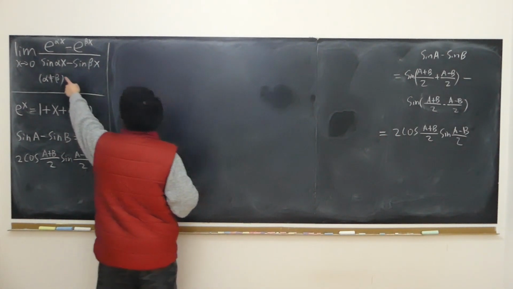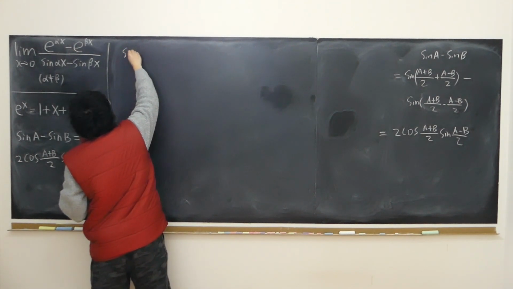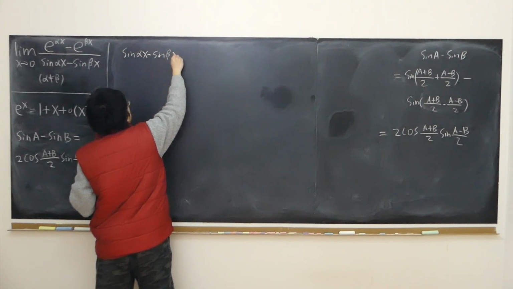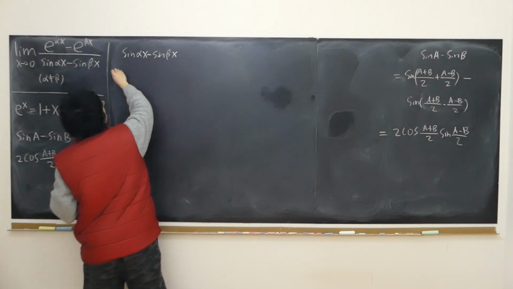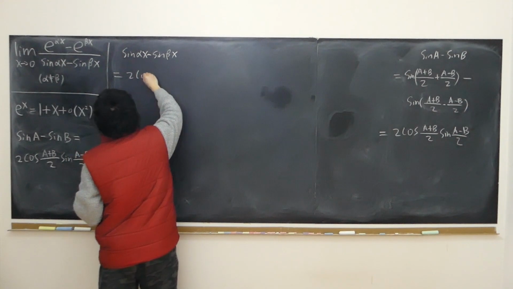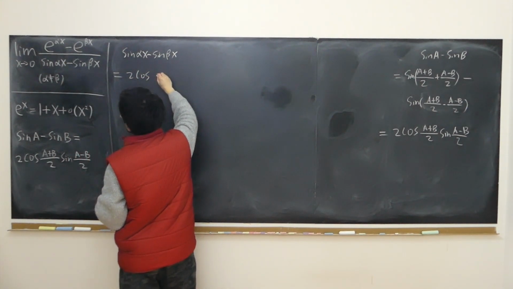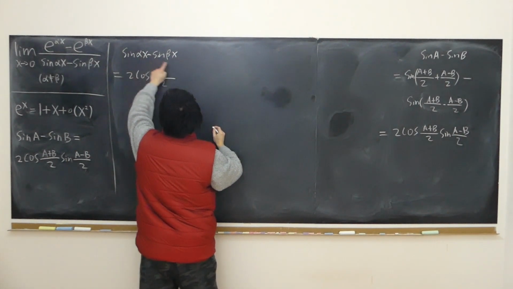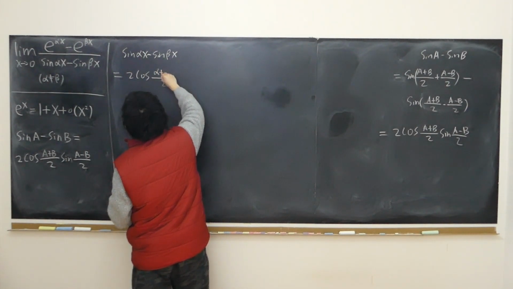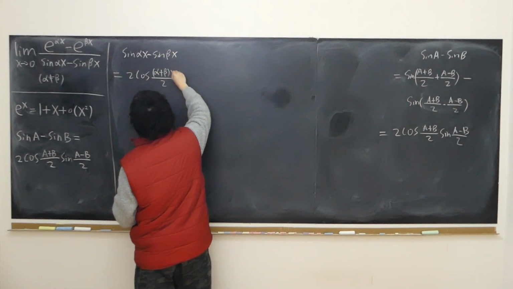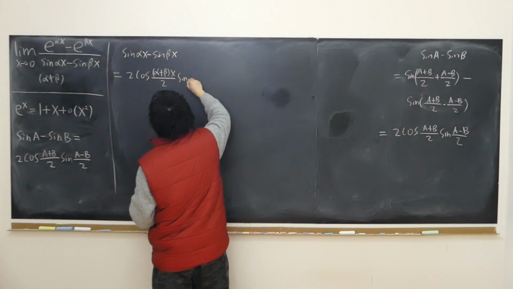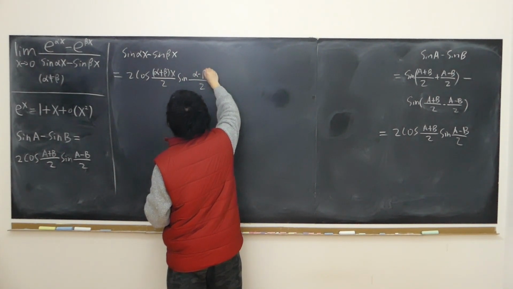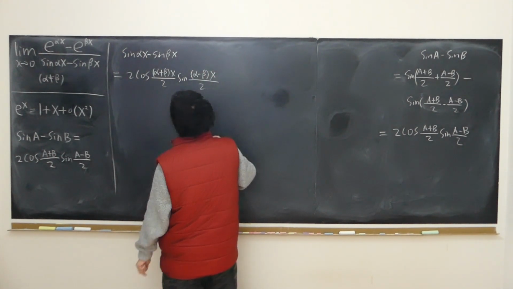So that means I can rewrite sine of alpha x minus sine of beta x as the following. Twice of cosine of half of the angle sum, this plus that, so alpha plus beta quantity x, times sine of half of the angle difference, alpha minus beta quantity x.